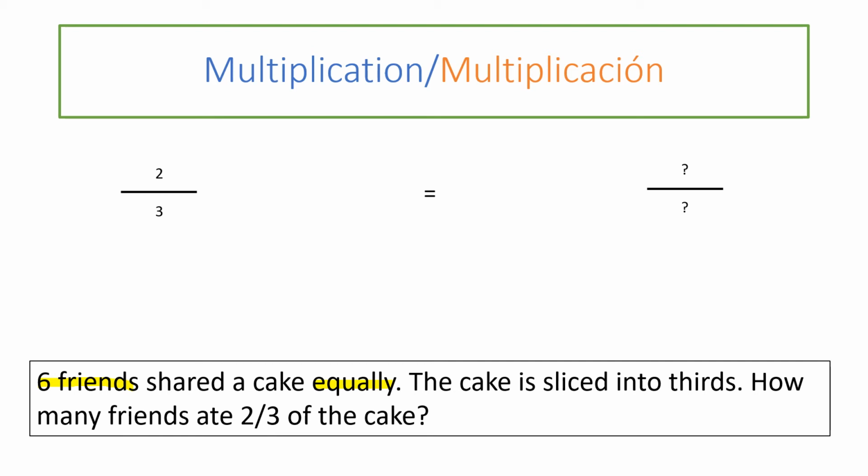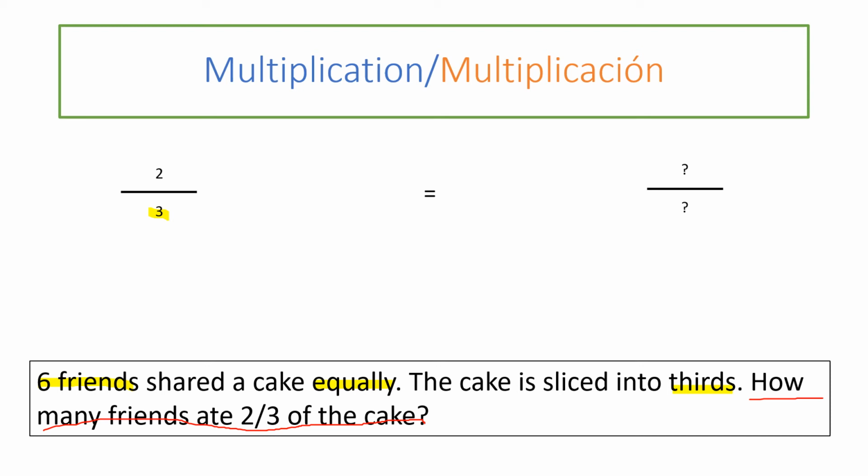The cake is sliced into thirds. Well, we see that because our denominator is 3 there. How many friends ate 2/3 of the cake? Well, let's see. Let's underline that. How many friends ate 2/3 of the cake? Wonderful. Well, we can multiply. So I'm trying to get to 6. So let's look at my denominator, that 3.